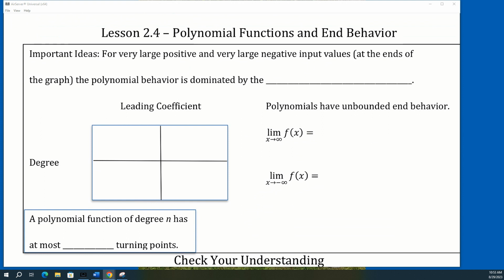So for very large positive or very large negative input values, which are going to be the ends of the graph, the polynomial behavior is dominated by the leading term, which you guys already figured out. From that leading term you're going to get two things. You're going to look at the degree, and what matters is whether it's an even degree or an odd degree. So fill that in on your table, please. And you're going to look at the leading coefficient. What matters on the leading coefficient? Positive or negative?